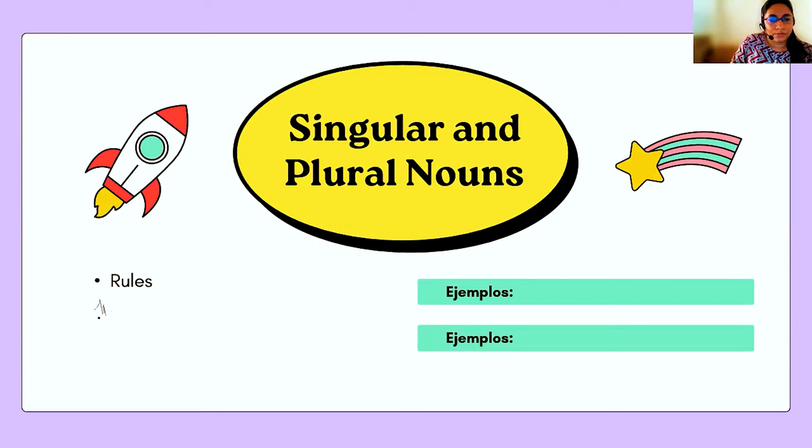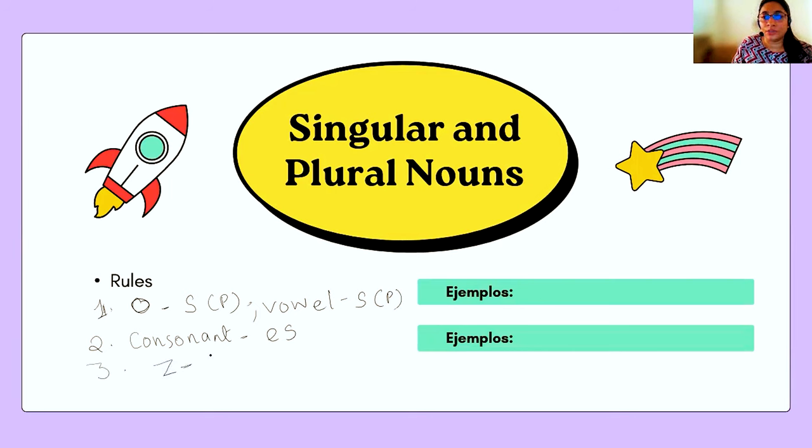If a noun ends in O, we add S to it to make it plural. If a noun ends in a consonant, then we add ES to make it plural. Along with S, rather than making it a third rule, if it ends in a vowel, you just add S to make it plural. Okay? And the last one, if a singular noun ends in Z, you add CES to make it plural.